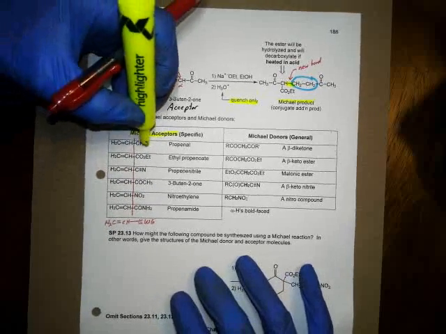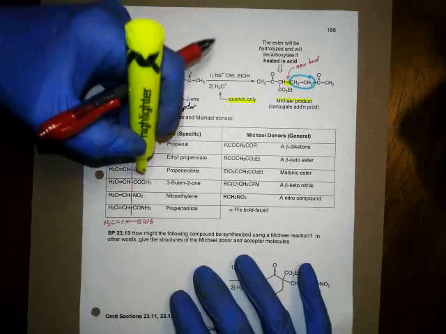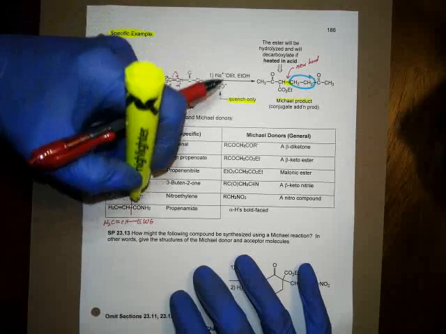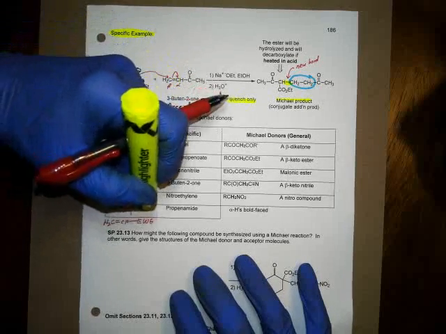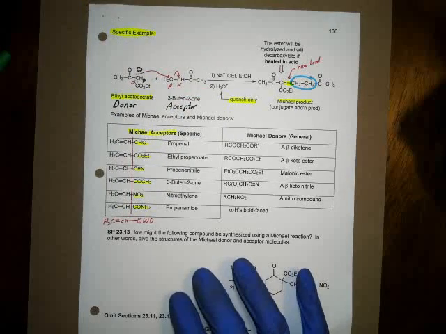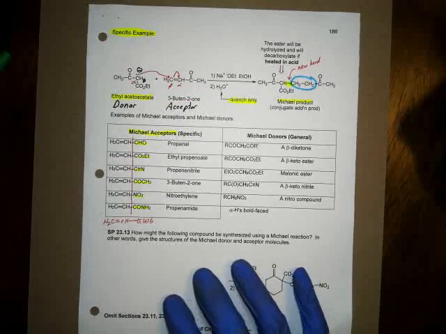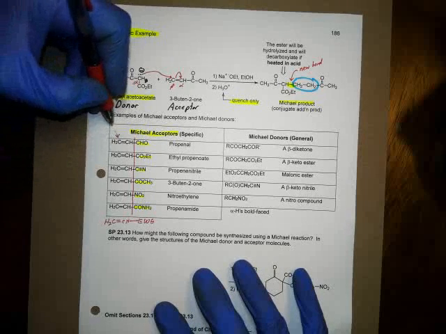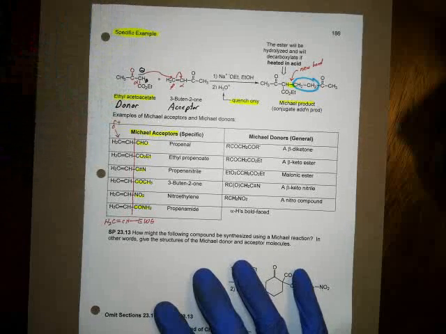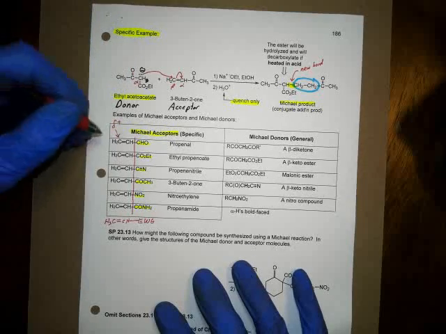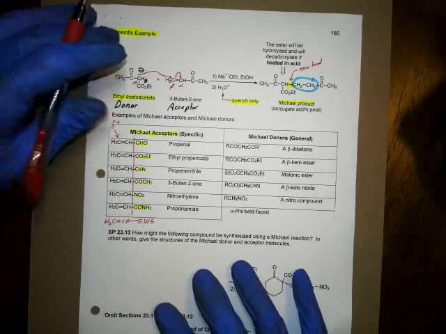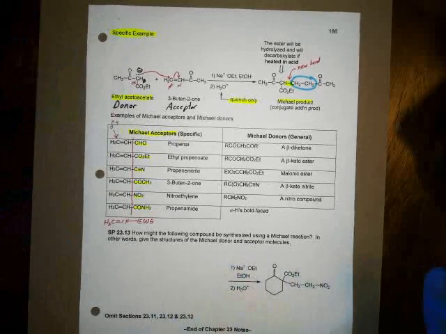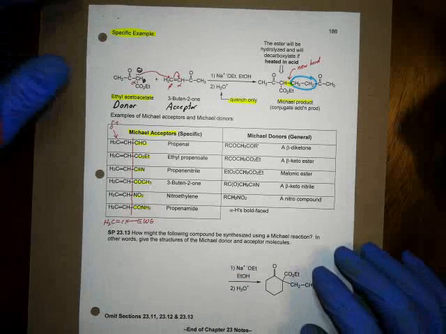So this is an aldehyde, this is an ethyl ester, this is a nitrile, this is a ketone, nitro, and this is an amide group. These are all electron withdrawing groups, which means that for every one of these, this carbon is delta plus, which means nucleophiles want to form bonds there. So that's what all the Michael acceptors have in common.